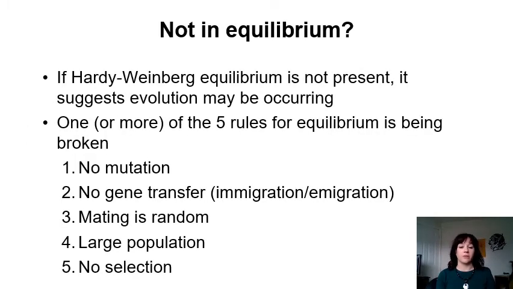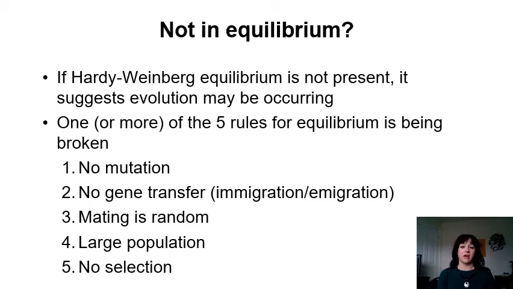So if Hardy-Weinberg equilibrium is not present, if your population is not matching the predicted genotype frequencies that you calculate, that suggests that evolution could be occurring. And in order for equilibrium to be present, you have to have the following rules, all right?